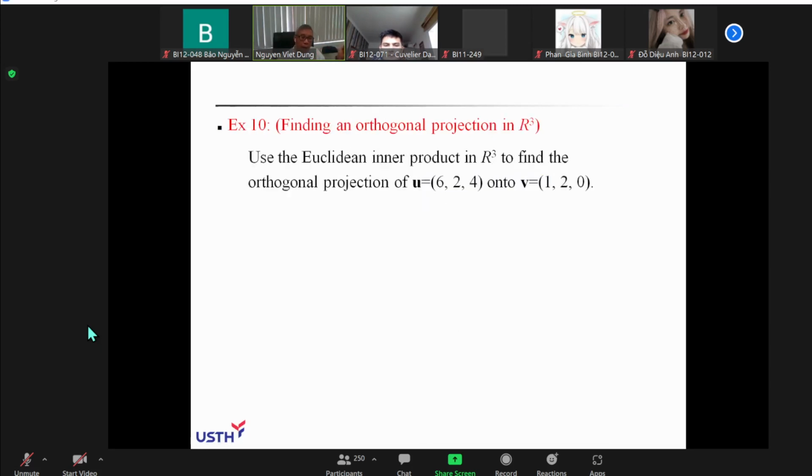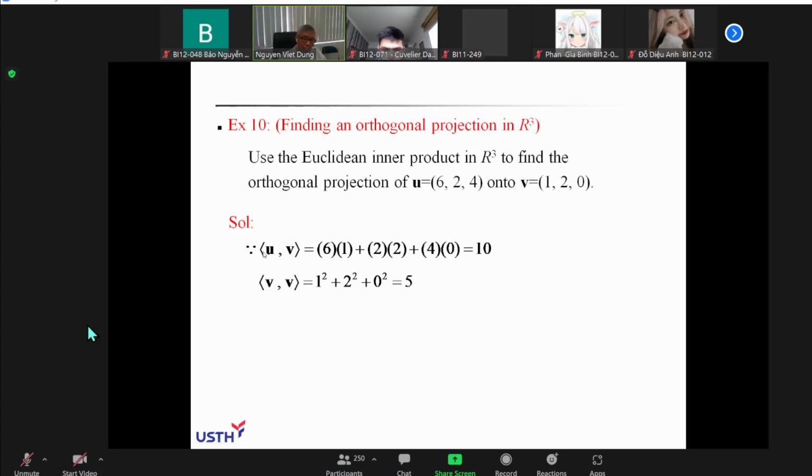And here is some example. Suppose that you are given R^3 with the standard inner product, I mean it's a dot product. Now you need to find the orthogonal projection of U on V. How can you do it?